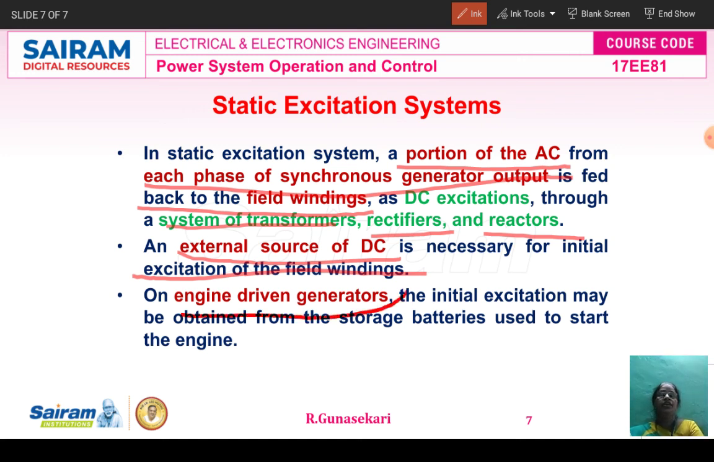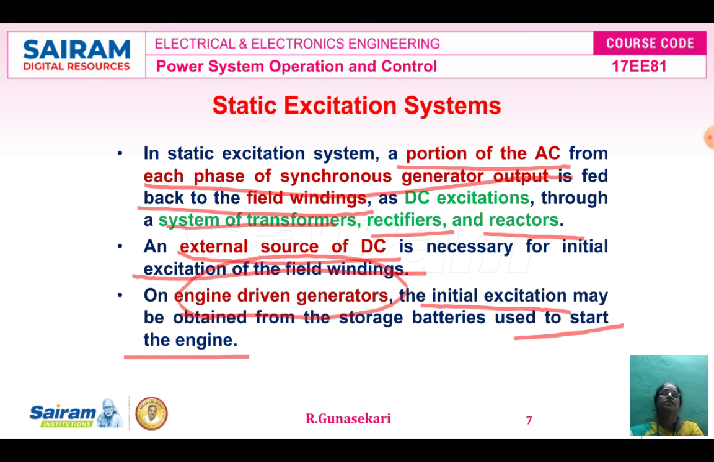The engine driven generator is used for initial excitation for the static excitation system. It can be obtained from the storage batteries used to start the engine. How is the engine driven generator started by the battery? The engine driven generator is used to give the excitation to the static excitation system.